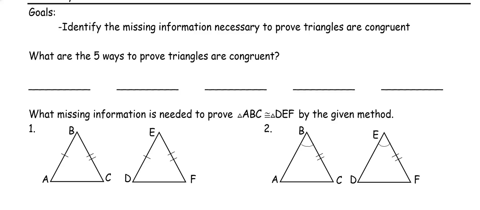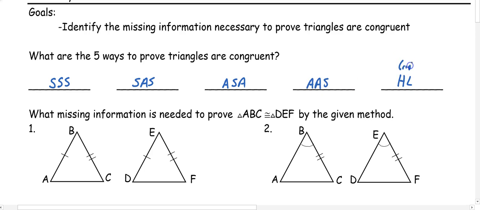This video is about identifying the missing information necessary to prove triangles are congruent. So remember that there's 5 ways to prove that the triangles are congruent. There's side, side, side, side, angle, side, angle, angle, side, and hypotenuse leg, which remember only works if you have a right triangle.